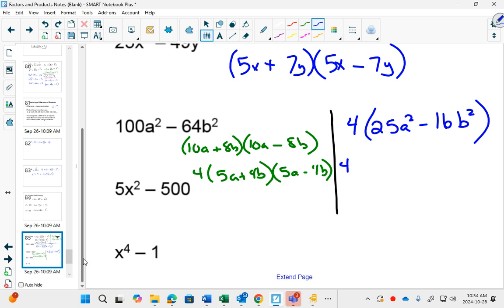And if you took the 4 out to begin with, now I look and say 25 and 16 are both perfect squares. So this is a difference of squares, can be 5a and 5a, 4b and 4b, 1 plus, 1 minus.